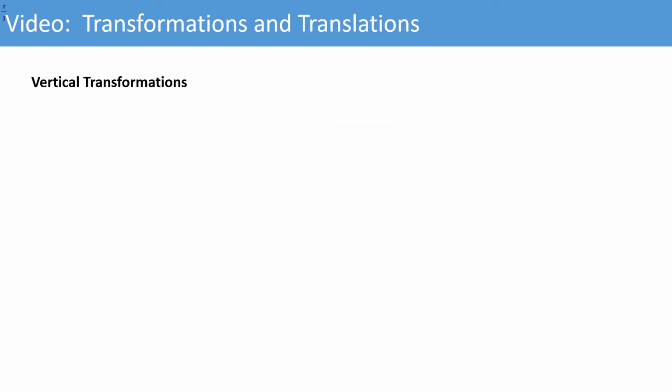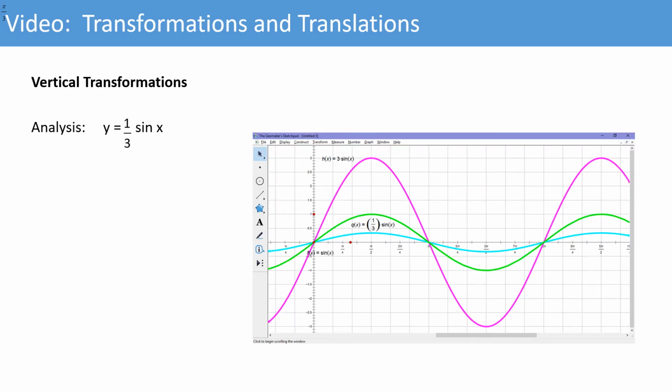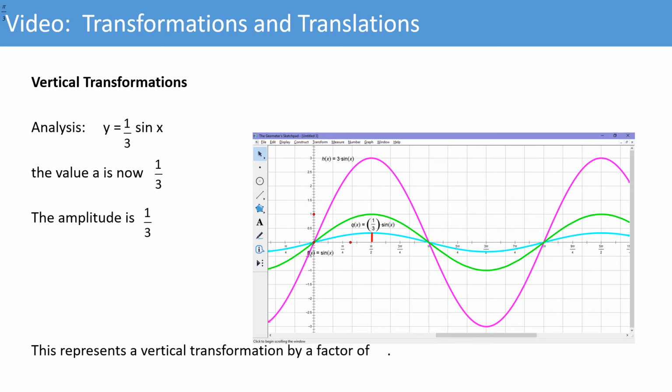Now, let's look at vertical transformations. Y equals 1/3 sine x. This is shown in the graph by the aqua turquoise color. The value of A is now 1/3. The amplitude, as shown in the diagram, is 1/3. Yes, they match. The amplitude is 1/3, A is 1/3. This represents a vertical transformation by a factor of 1/3.